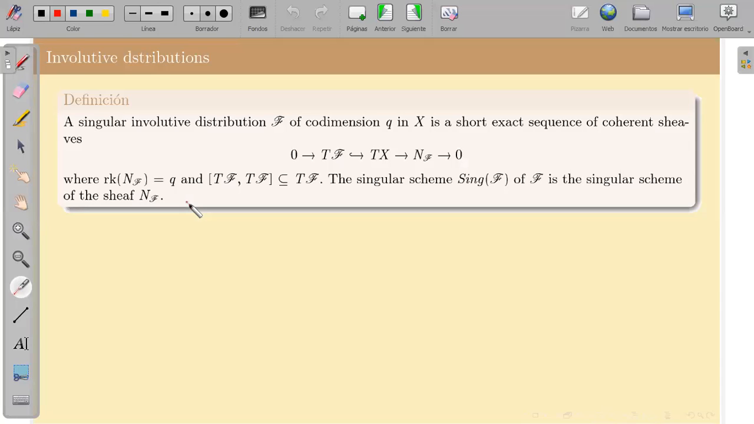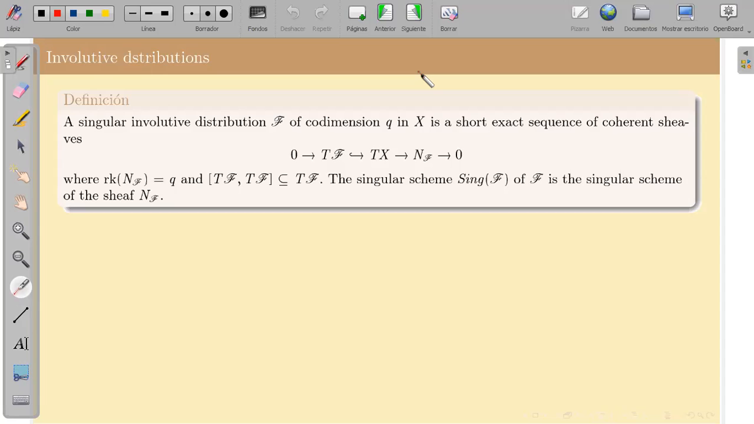So a single involutive distribution of dimension q on X is a short exact sequence like this, where the rightmost term, which is called the normal sheaf, has rank q, and this here is an inclusion of a coherent subsheaf of the tangent sheaf, which is closed under the Lie bracket of vector fields. The singular scheme of such an object is the singular scheme of its normal sheaf, which is the points where it fails to be locally free.